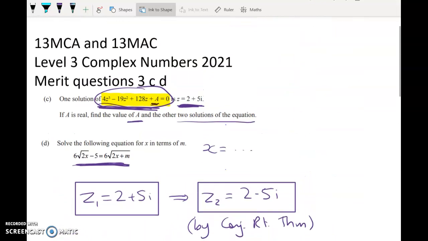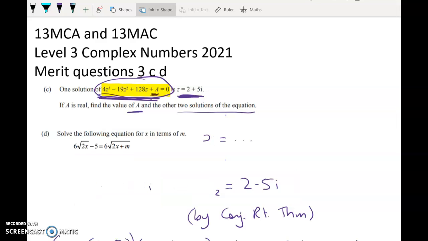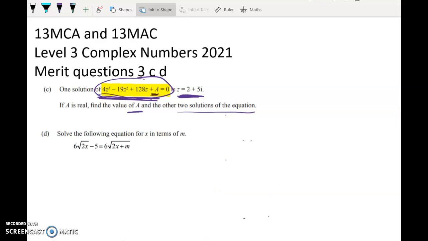Now let's look at the second one. Okay, so we've got some surds on both sides. You just need to read it really carefully to make sure you see where the surd sign stops. So in this case, what we've got is this: 6 root 2x minus 5 is equal to 6 root 2x plus m. Now just don't go too fast because it's pretty easy to stuff it up and write it like that. That's not what we're working with.